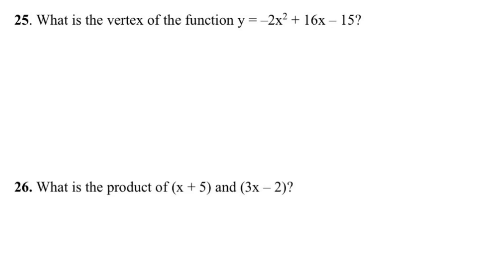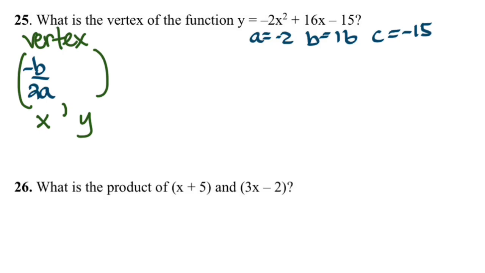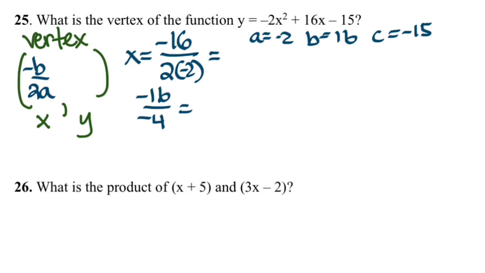All right, 25. What is the vertex? Well, I know if I want the x value, it's negative b over 2a. And then I just solve for y by substituting into the equation. So I identify my a, b, and c, and I go ahead and solve for my x, because x will equal negative b over 2a, negative 16 over 2 times negative 2, that's my a value, and I do the math. And I get 16 over 4, which is positive 4.